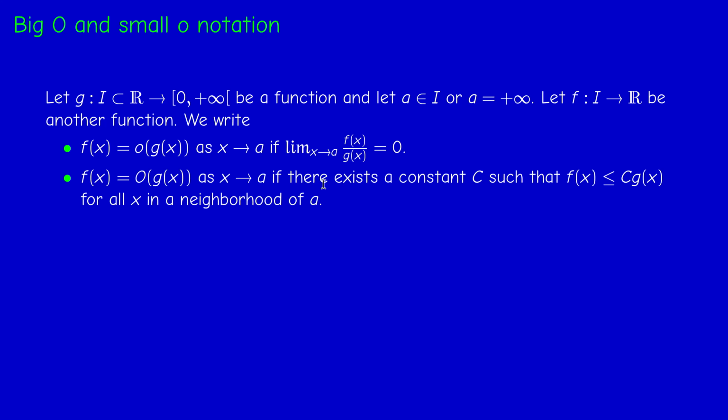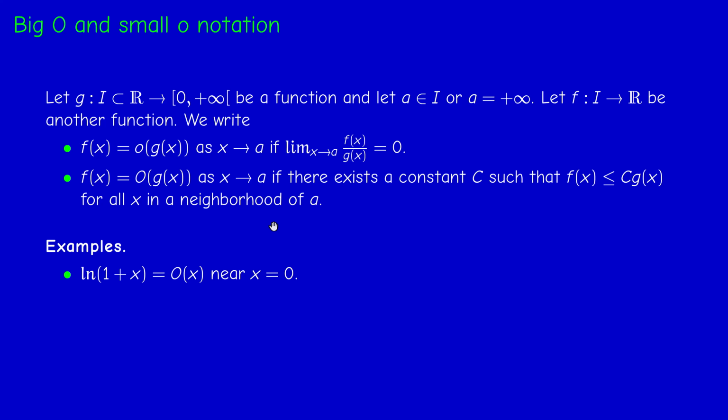And we have the big O notation. What do we mean when we say that f is a big O of g? It means that the ratio of f over g is bounded by a certain constant in a neighborhood of a. So everything happens locally around a. a could be plus infinity. Now we shall give examples. And these notations are actually very important in computer science, as we shall see.